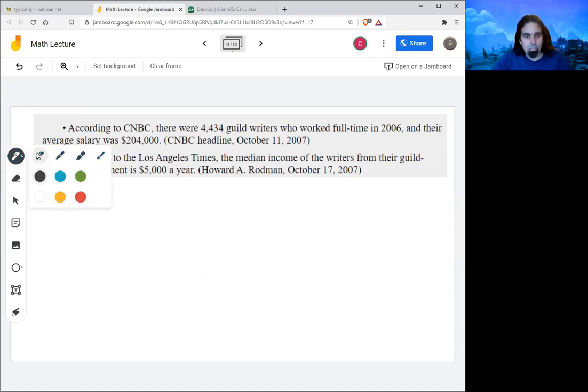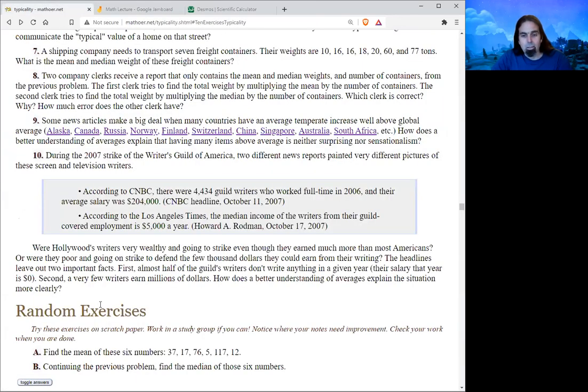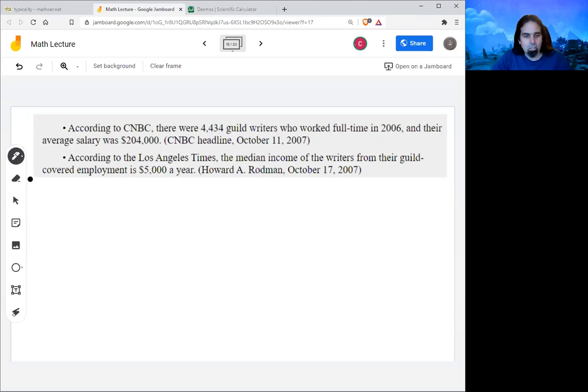So first, now I'll show you that paragraph. The headlines leave out two important facts. First, almost half of the guild writers don't write anything in a given year. They're part of the guild, but they have other jobs. So if we are listing out all of their incomes, half of them are going to be zero.